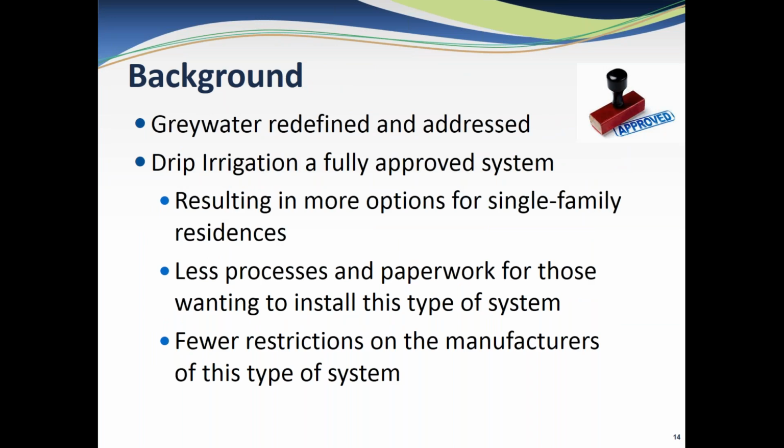Our most recent revision that we're covering today, in 2016, House Bill 431 required changes to 902 KAR 10:085 and KRS 211.350 and the creation of KRS 211.351. The Cabinet was directed to update total daily waste flow, our TDW charts, to account for technological improvements in water-saving fixtures and appliances that reduce water usage. Also, gray water was redefined and addressed. Drip irrigation became a fully approved system. So this is resulting in more options for single-family residences, less processes and paperwork for those wanting to install this type of system, and fewer restrictions on manufacturers of this type of system.